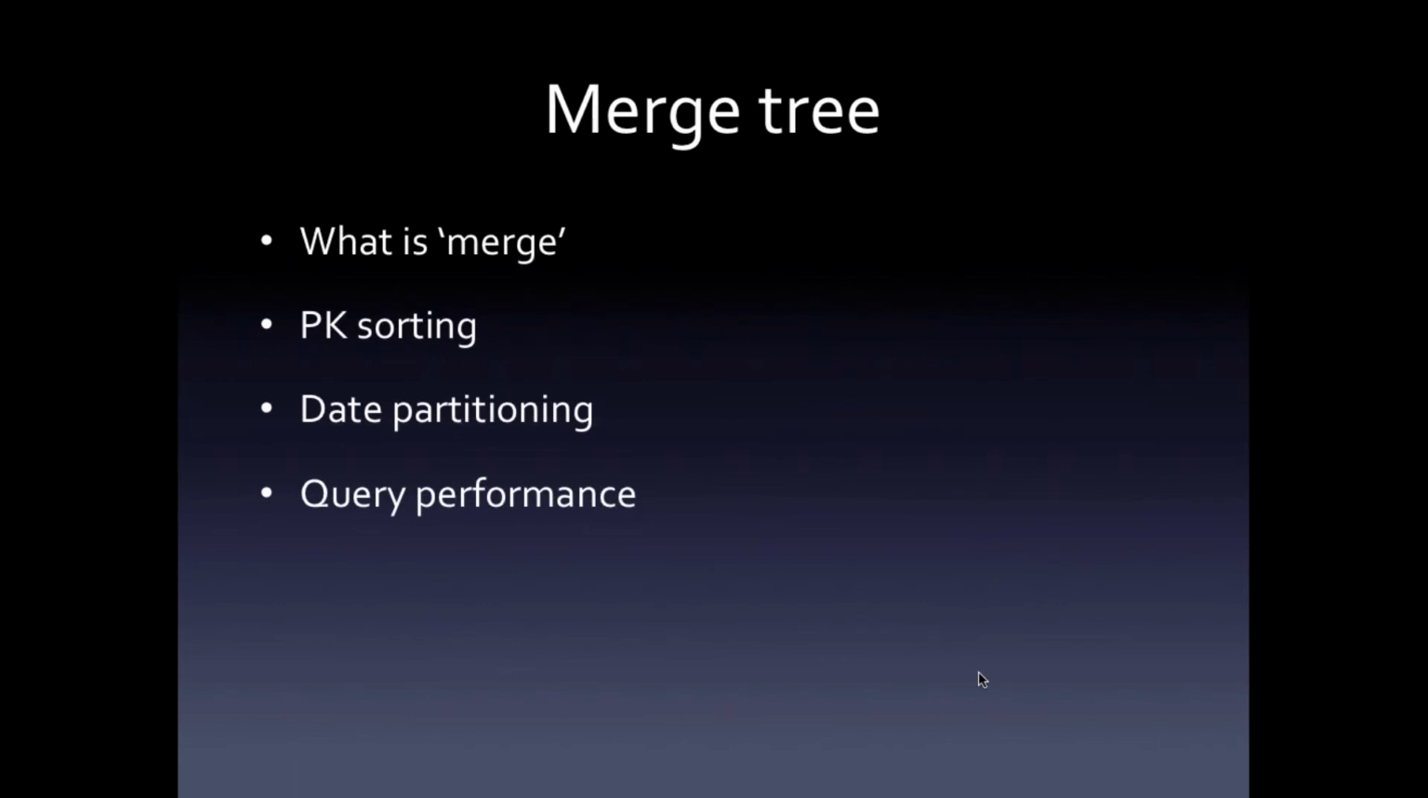It's called merge because of the structure of the data. ClickHouse is very fast on inserts because when the data is inserted, the inserted block is the only thing that needs to be sorted and written to the disk. So nothing else is happening during the insertion.